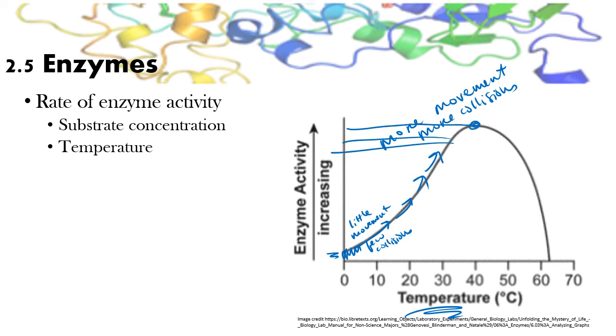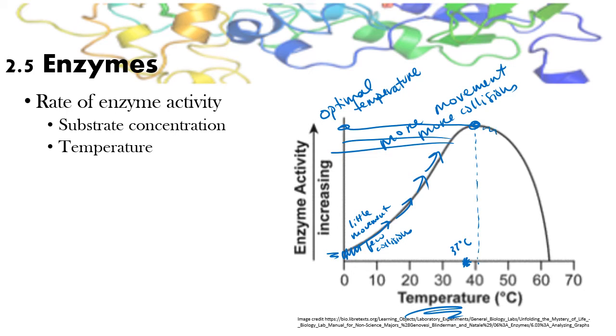And we're going to call that point the optimal temperature. And at that optimal temperature, we're going to have the fastest rate of enzyme activity. For us humans, it's usually just about 40-ish degrees Celsius because human body temperature is 37 degrees Celsius. And so 40-ish, just a little warmer than body temperature, is where our enzymes work the best.